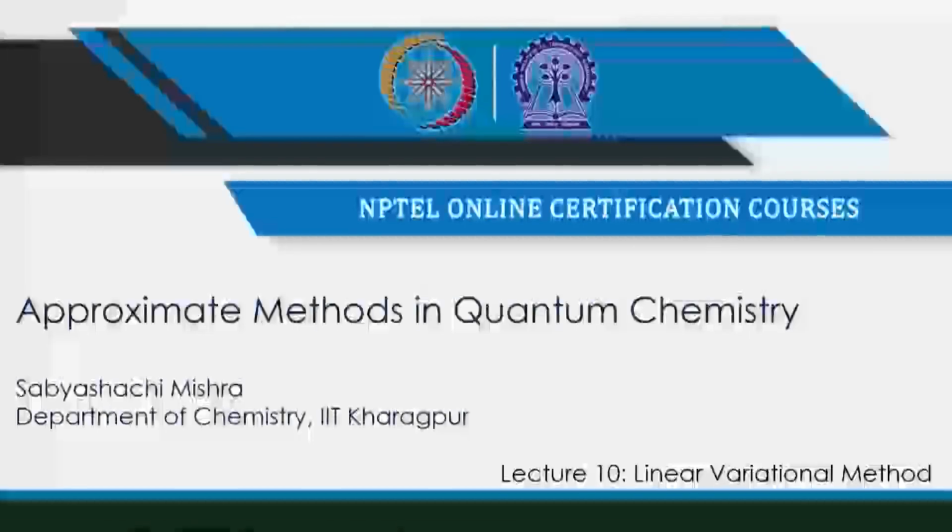In the last few lectures we have been looking at one approximate method in quantum chemistry, that is the variational method. So far we have discussed the variational principle, how this principle is justified, what are the ways to implement this variational principle and to do some variational calculations.